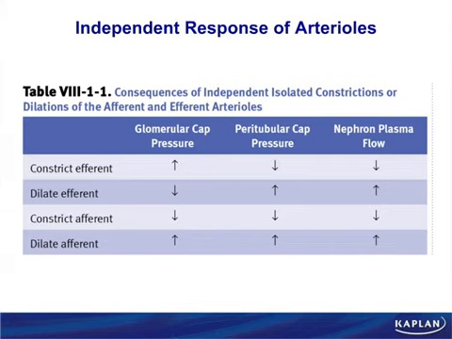Vasodilate. When you vasodilate the efferent arterioles, you are increasing flow because you're decreasing resistance, but you are decreasing the glomerular capillary hydrostatic pressure, and you are decreasing GFR. Dilate the afferent arteriole. Well, again, you're increasing flow, but you're also increasing glomerular capillary hydrostatic pressure. So it's very important to understand this table.